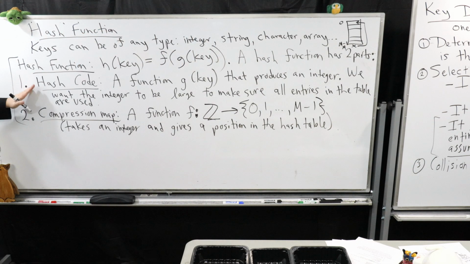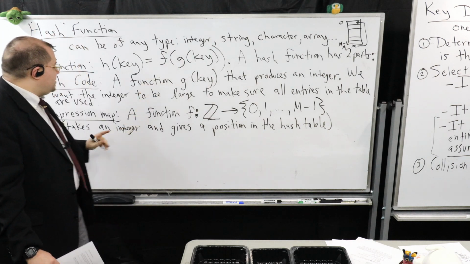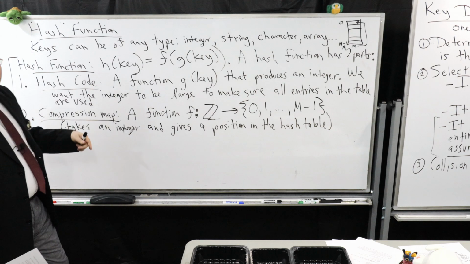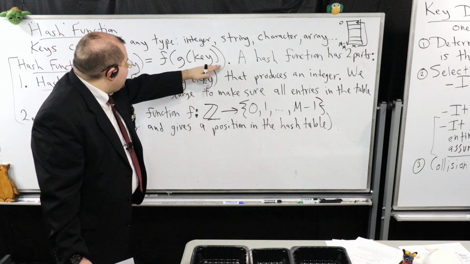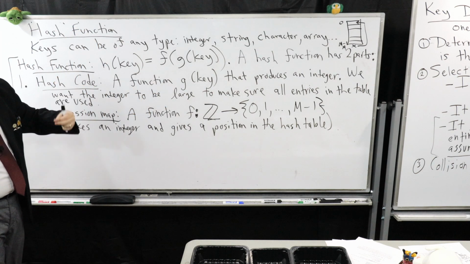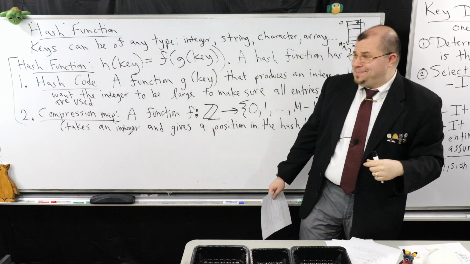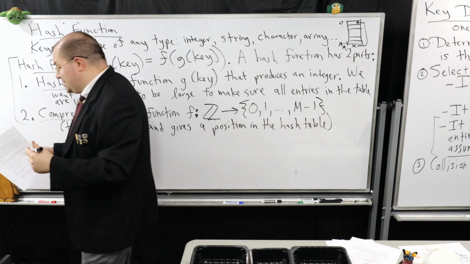But yeah, together, what we do is we apply the hash code to get an integer. And then we use this compression map, which I'll show you an example of. It's going to take whatever this number is and make it some value between 0 and capital M minus 1. So that makes sure it gives us a location. And that's all a hash function is.